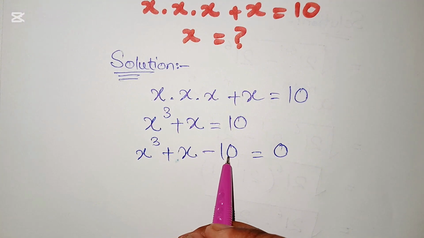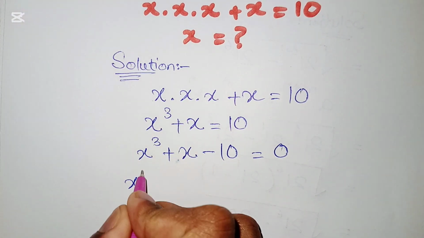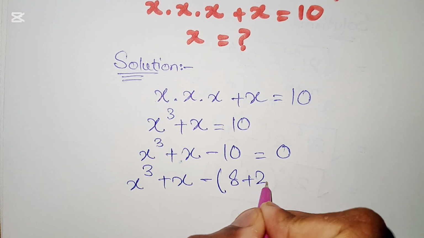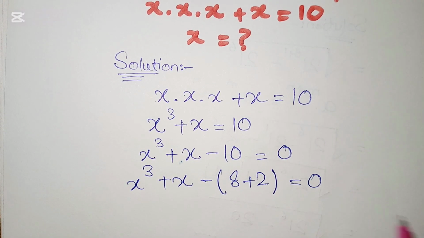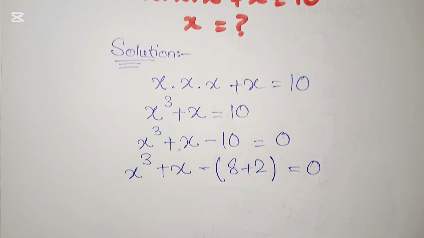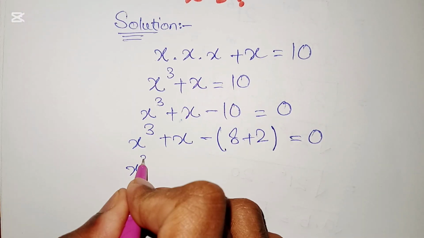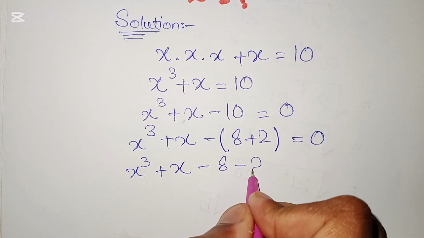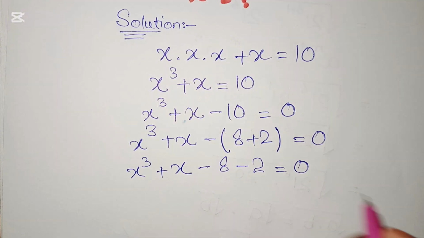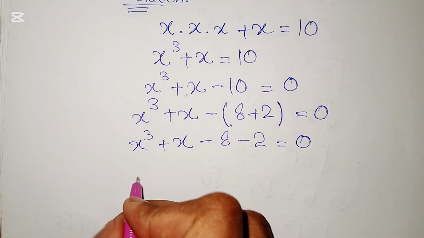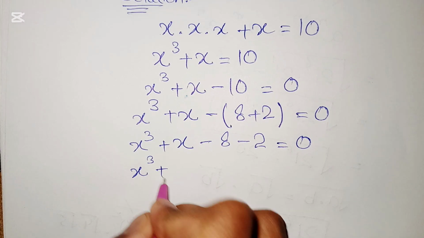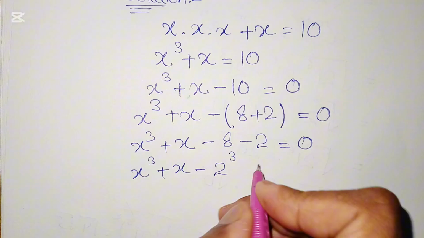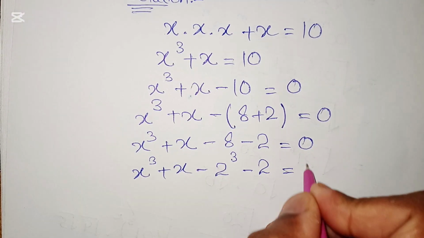Now we can write this 10 as 8 plus 2. So the equation now becomes x cube plus x minus bracket 8 plus 2 is equal to 0. So x cube plus x minus 8 minus 2 is equal to 0. Now we will write this as x cube minus 8, which can be written as 2 cube, plus x minus 2, is equal to 0.